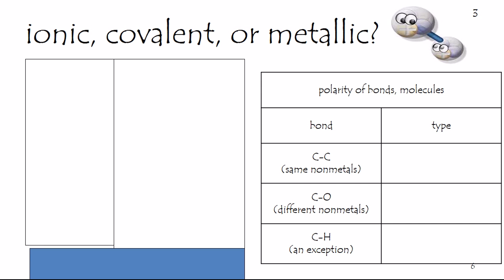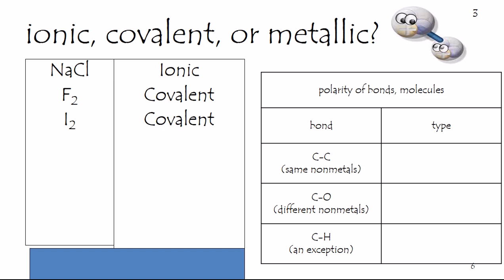Here's an overview of the three major types of bonds, as well as polar covalent and nonpolar covalent bonds. Consider sodium chloride. Recognize that sodium is a metal and chlorine is a nonmetal, and you should identify this as an ionic bond. In the case of fluorine, both fluorine atoms, while they're identical, are to the right of the staircase, and so this is a covalent bond.